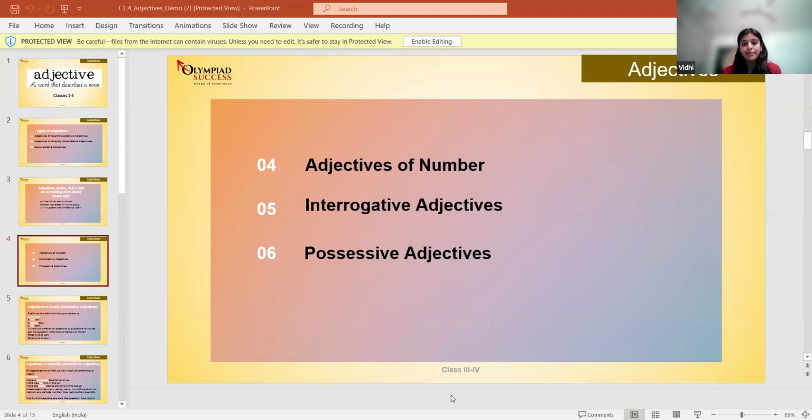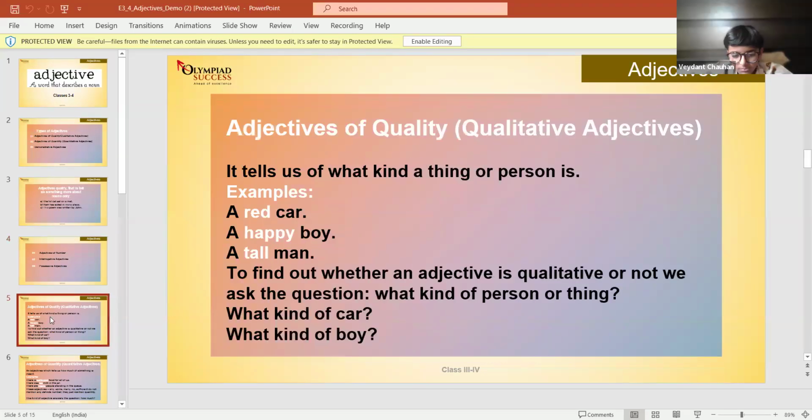Are you clear till now? At any point, if you don't understand, you can just talk to me and ask me. Okay, fine. So, the first type of adjective that we are going to do today is adjectives of quality, qualitative adjectives. Basically, these adjectives will tell you what kind a thing or a person is.